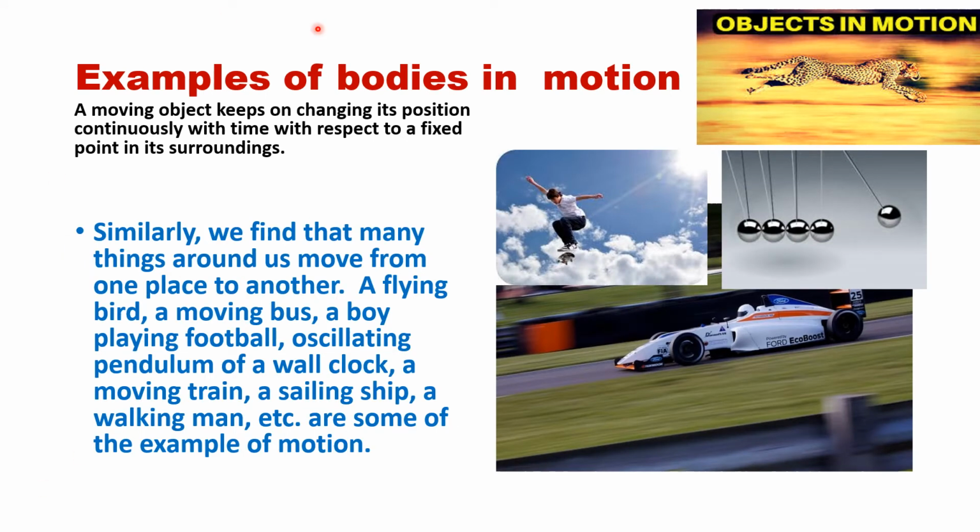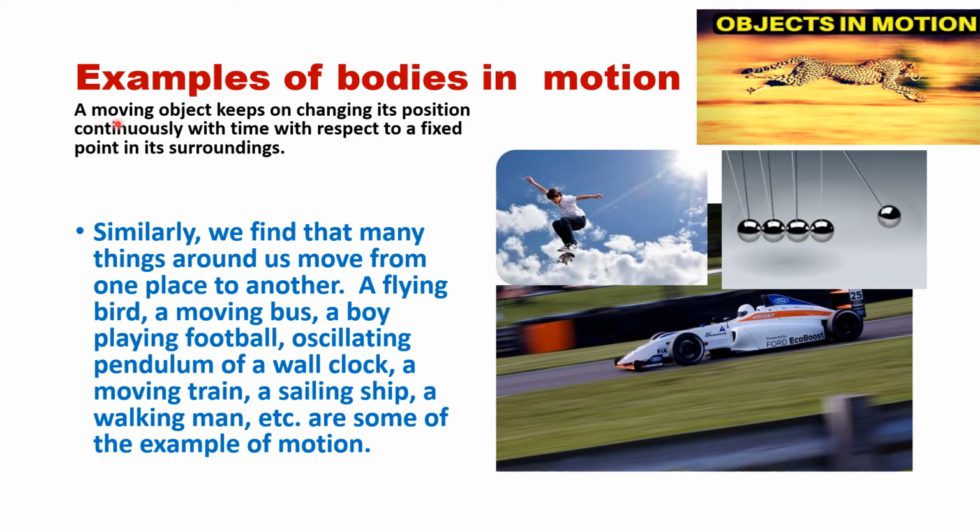First we will see some examples of bodies in motion. You see here this boy is jumping, from one cloud to another cloud he is moving. The pendulum is moving with respect to the other pendulums. The cheetah is moving with respect to the ground because it's changing its position. This racing car is also moving. It will cross this orange bin very quickly, isn't it? So these are some examples of objects in motion.